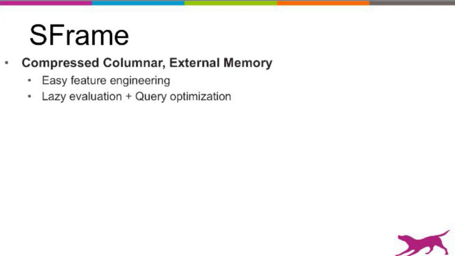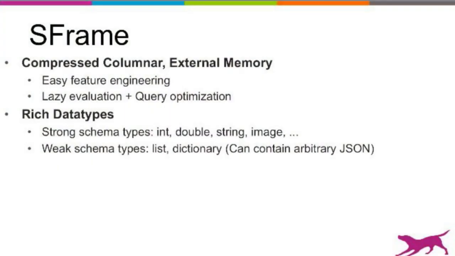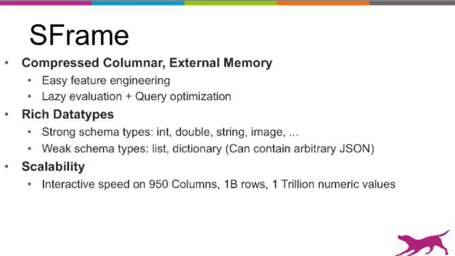And before it does the final materialization, it actually goes through query optimization, like a database would typically do, to make sure it runs most efficiently. It can also store very rich data types, besides integer and double. It can also store string, images, list, and dictionary in each column. So it is very useful for data engineering.